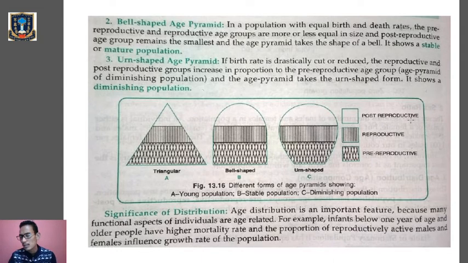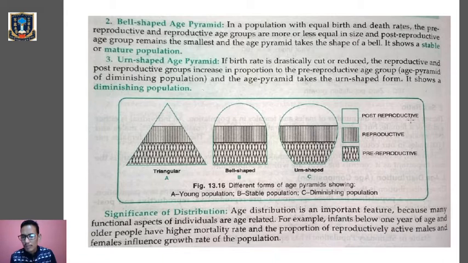Then we have got the urn-shaped age pyramid, where the birth rate is drastically cut or reduced. So over here the death rate will be more than the birth rate. The reproductive and the post-reproductive groups in these populations will usually be smaller in number. So the reproductive and the post-reproductive groups increase in proportion to the pre-reproductive age group, and the pyramid will take the urn-shaped form, and such a pyramid shows diminishing populations.